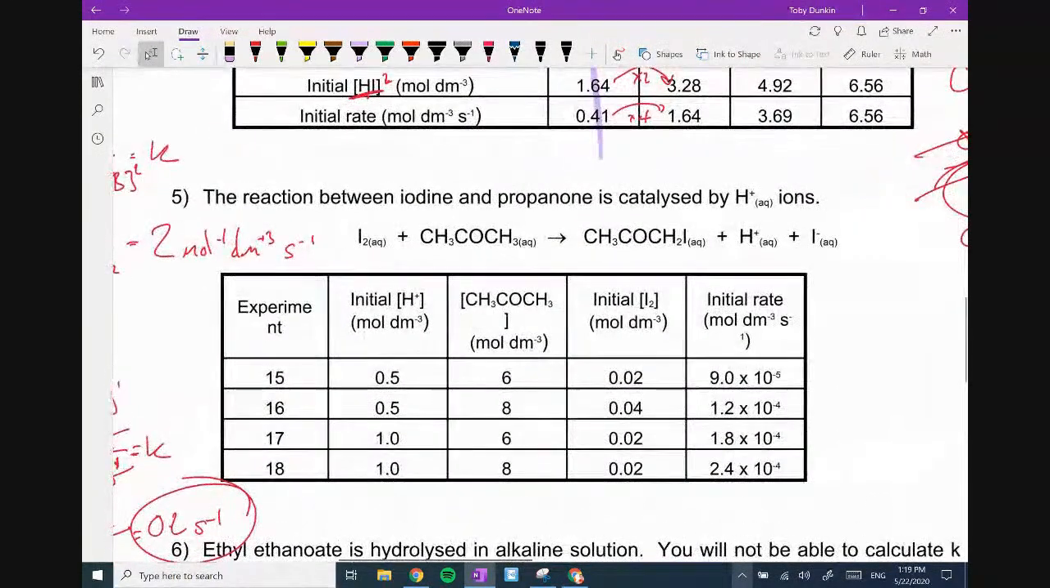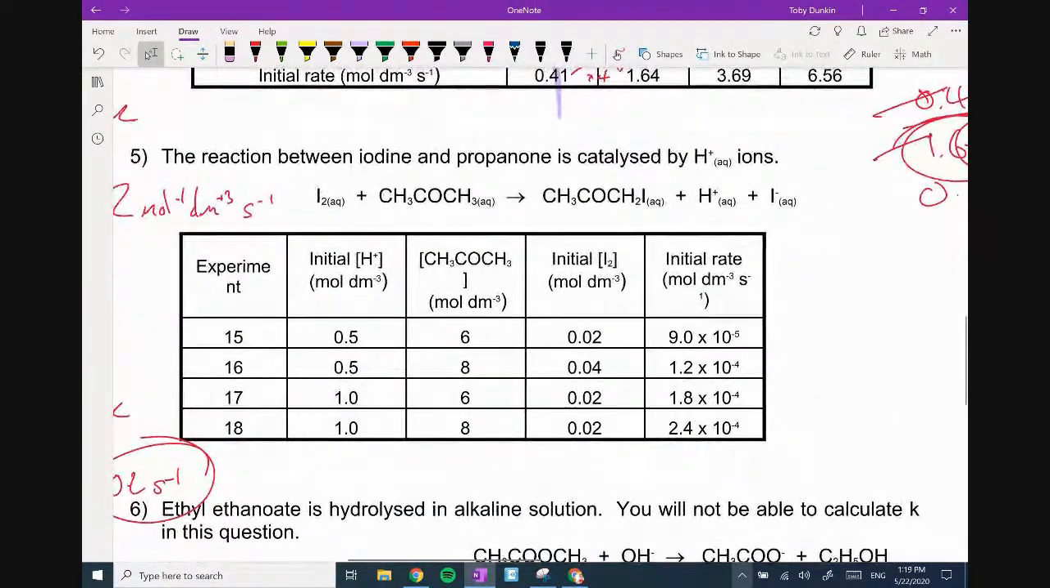Next. Can someone check me? Did I get the right answer? So you guys are going to get a different answer to me here on number 5. Just mental note: download your worksheets.